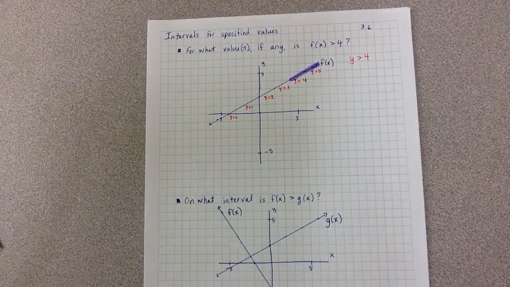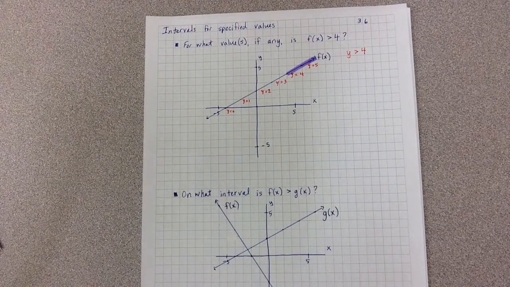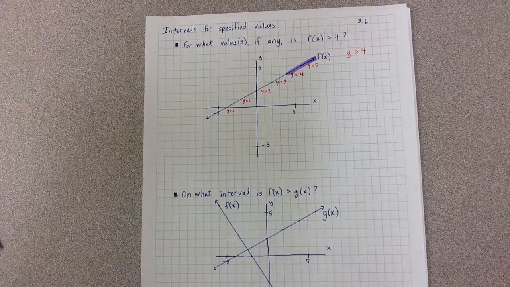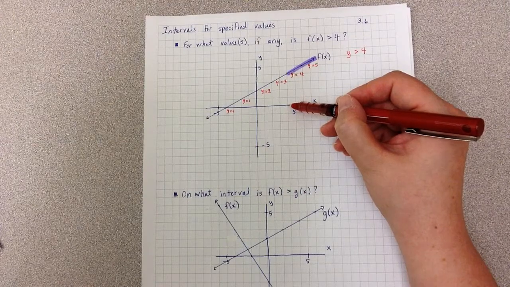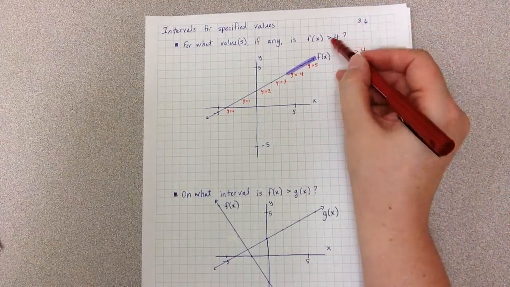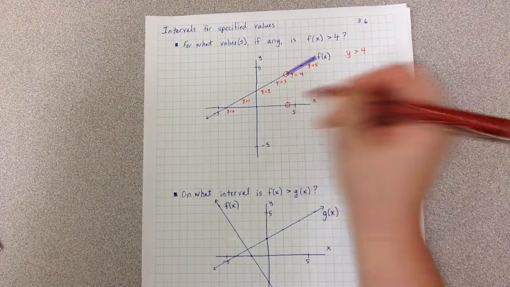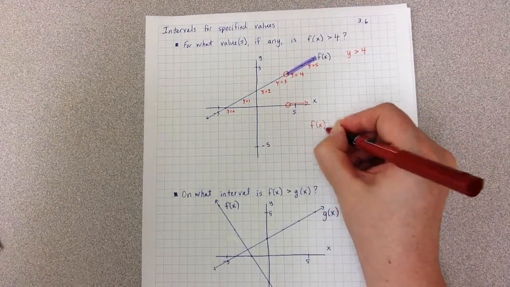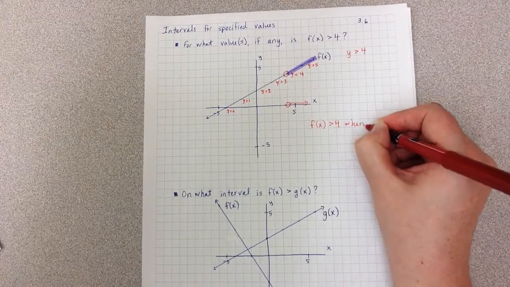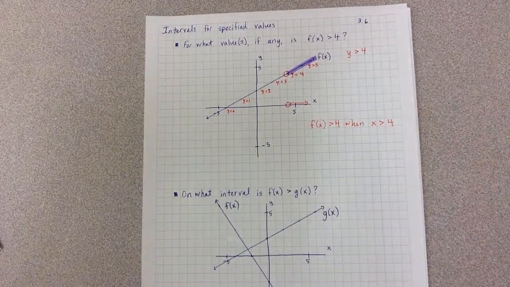So now I need to answer the actual question. I know where I am, so I now need to specify the values. And what they're asking for here is x's. They're saying at what x, if any, is this statement true? Is f of x greater than 4? So I look at this and I see that f of x starts being greater than 4 at x equals 4. But it's greater than, which means these are open circles. And then it's greater than. So we would say f of x is greater than 4 when x is greater than 4.